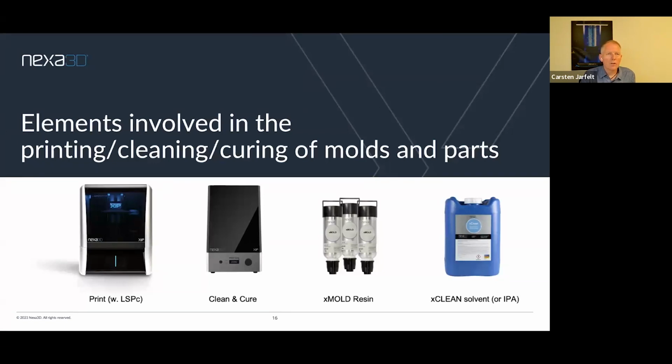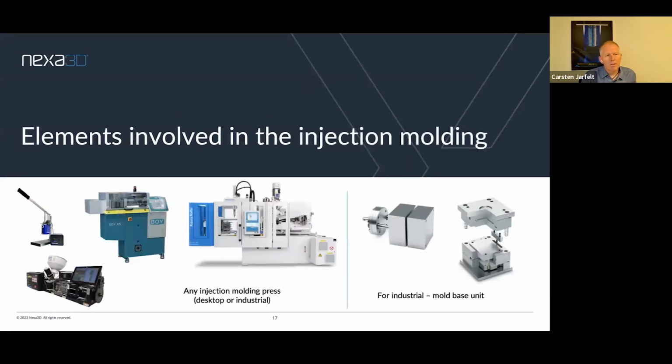So looking at what is involved in printing, cleaning, and curing, well, you need a printer. We offer a couple of resin printers, small, fast, and even bigger and faster. It all depends on what you want. We have an overview later in the webinar. Then the clean and cure, it's either a standalone unit per process, or a combination if you go for the desktop versions. Then you have xMOLD, the resin you use for the tool printing, and then you clean it in xClean as a solvent, or IPA for certain types of molding tools.